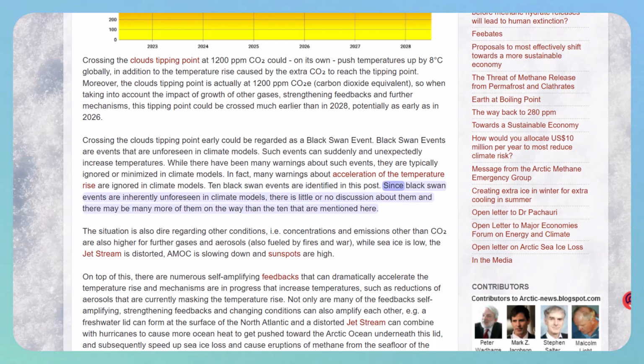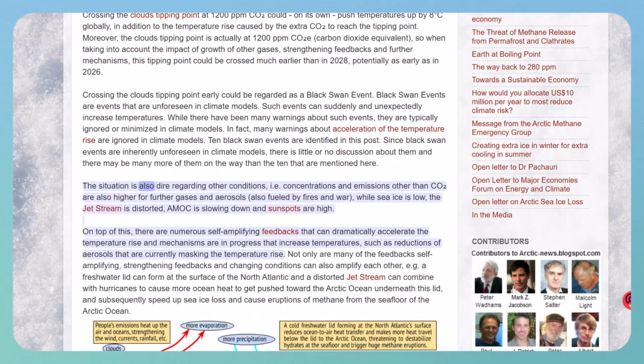Since black swan events are inherently unforeseen in climate models, there is little or no discussion about them, and there may be many more of them on the way than the 10 that are mentioned here. The situation is also dire regarding other conditions, i.e. concentrations and emissions other than CO2 are also higher for further gases and aerosols, also fueled by fires and war. While sea ice is low, the jet stream is distorted, AMOC is slowing down and sunspots are high.